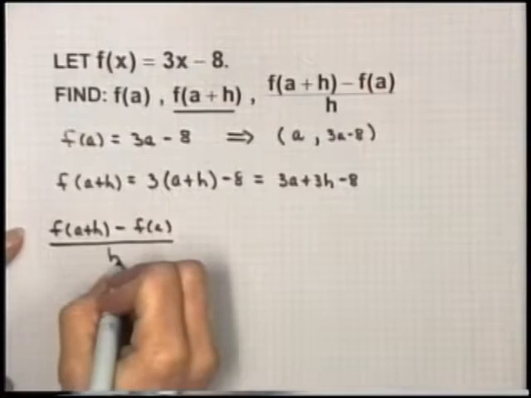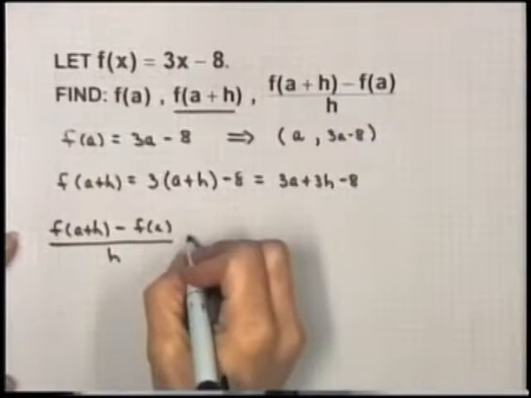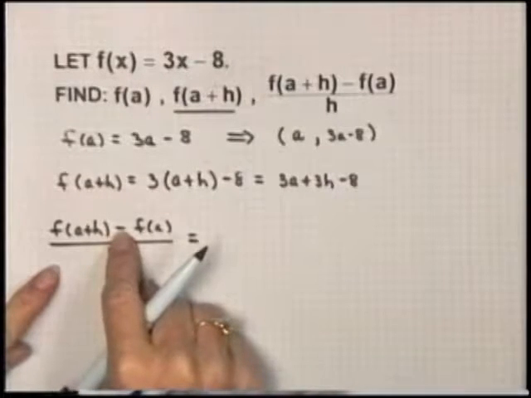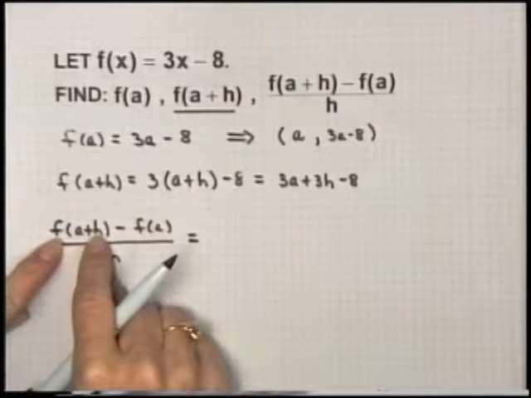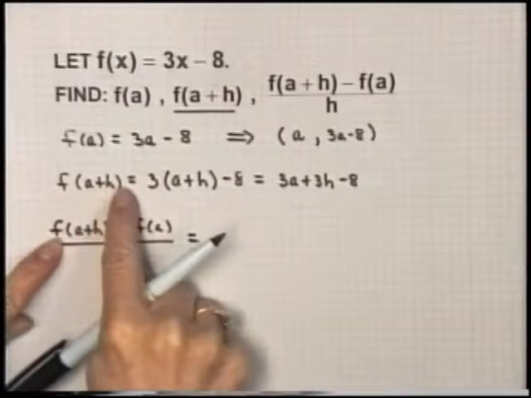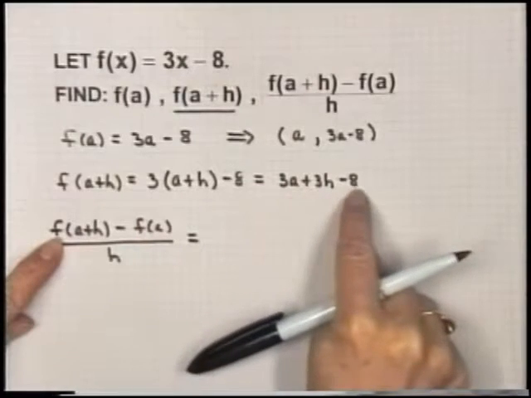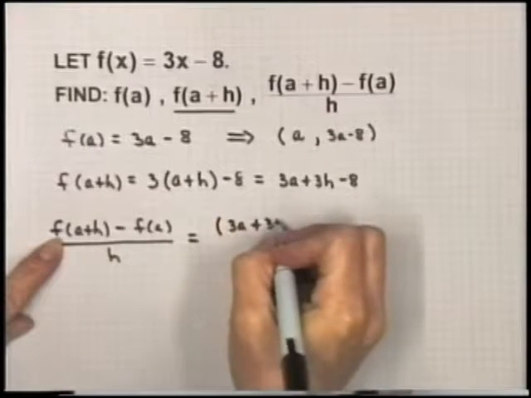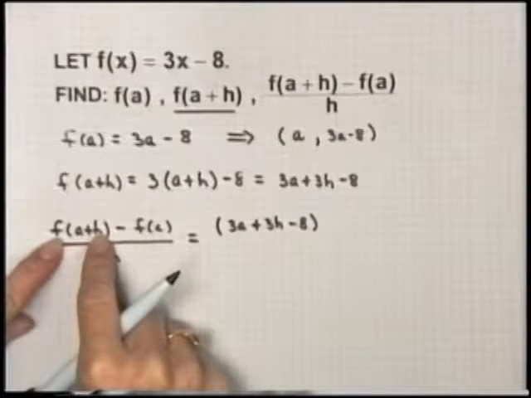This quantity is sometimes called a difference quotient. If you continue your study of mathematics, you will see this difference quotient again later. Now, notice here in the numerator we're subtracting two things. We're subtracting f of a plus h. Right up here we calculated f of a plus h. F of a plus h turned out to be this expression. So I'm going to put 3a plus 3h subtract 8 in place of f of a plus h.